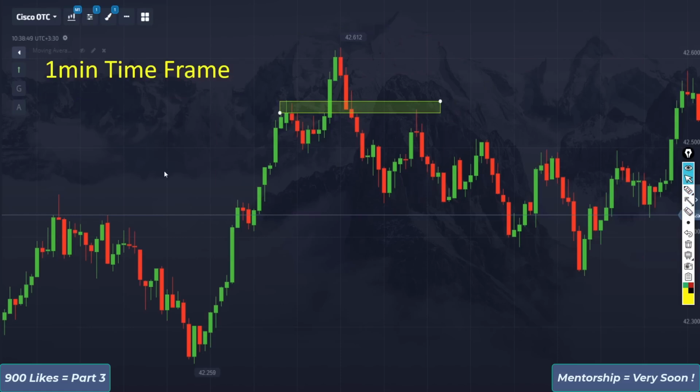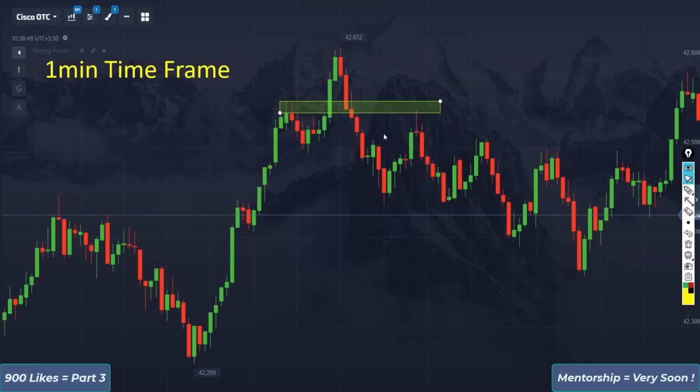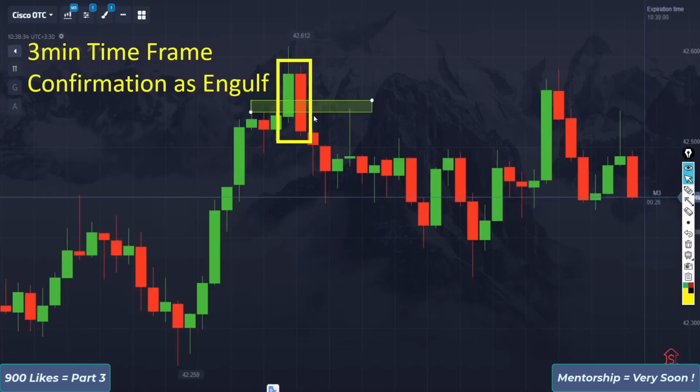This is the 1 minute time frame, and this is how it looks at the higher time frame. We want to get the higher time frame confirmation. Okay, let's see if we have that. All right, you see that this is the 3 minute time frame. If you look here, this is the 3 minute chart, Cisco OTC, exactly the same chart. You see this engulf at the higher time frame, and then when the market comes up, it rejects from here because it's a QM level in the 1 minute time frame.